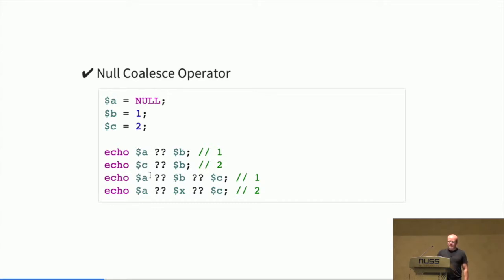A, B, or C. B is the first truthy value in that, so it's going to return 1. A, X, or C, so A is null, X is not even defined, C is non-null, sorry, non-false, and you get 2. But you will not get a notice on this X. So that's the whole point of this operator. Otherwise, you could use question mark colon, basically, on it.